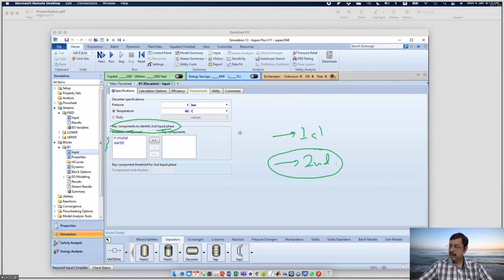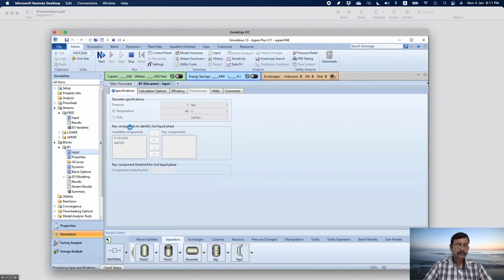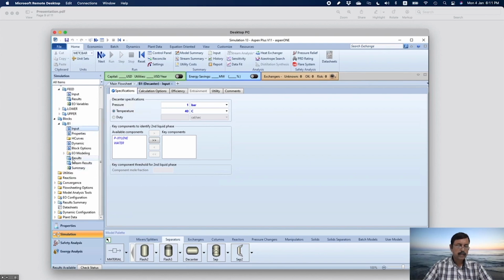In this case, we will not do something like that, we will go as the default condition exists. So paraxylene is expected to go in the first phase liquid, whereas water should go in the second phase liquid. So let us run it and see the result. Yes, the run is complete. So go to the result summary and streams.